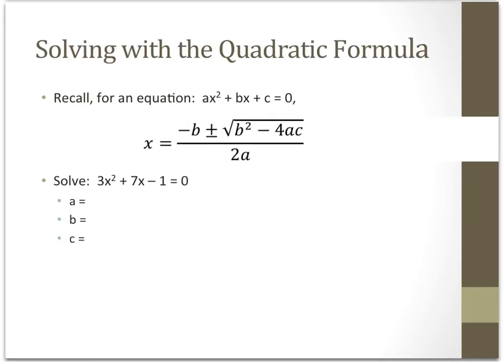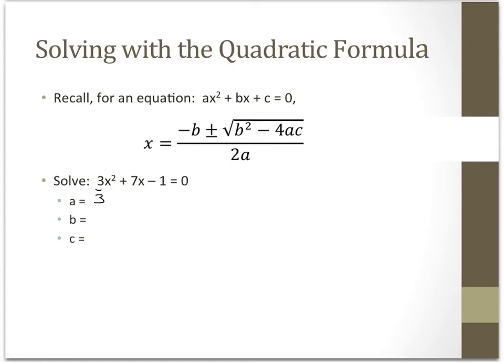So, when we want to solve an equation with this quadratic formula, it's very easy. We have a general equation, ax squared plus bx plus c equals 0. And we have the equation that we want to solve. We have to identify what a, b, and c are before we can proceed with the quadratic formula. So if we look at our equation, the number out in front of x squared is always going to be 3. So a is 3.